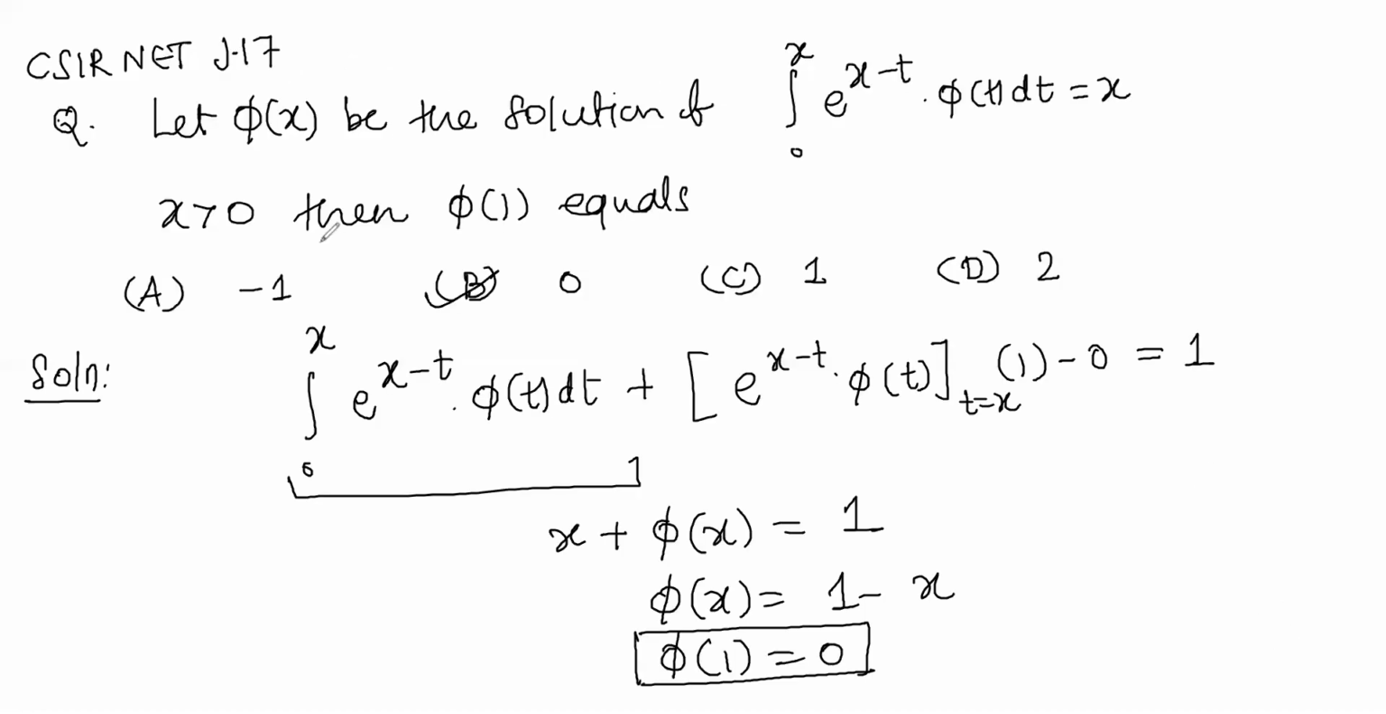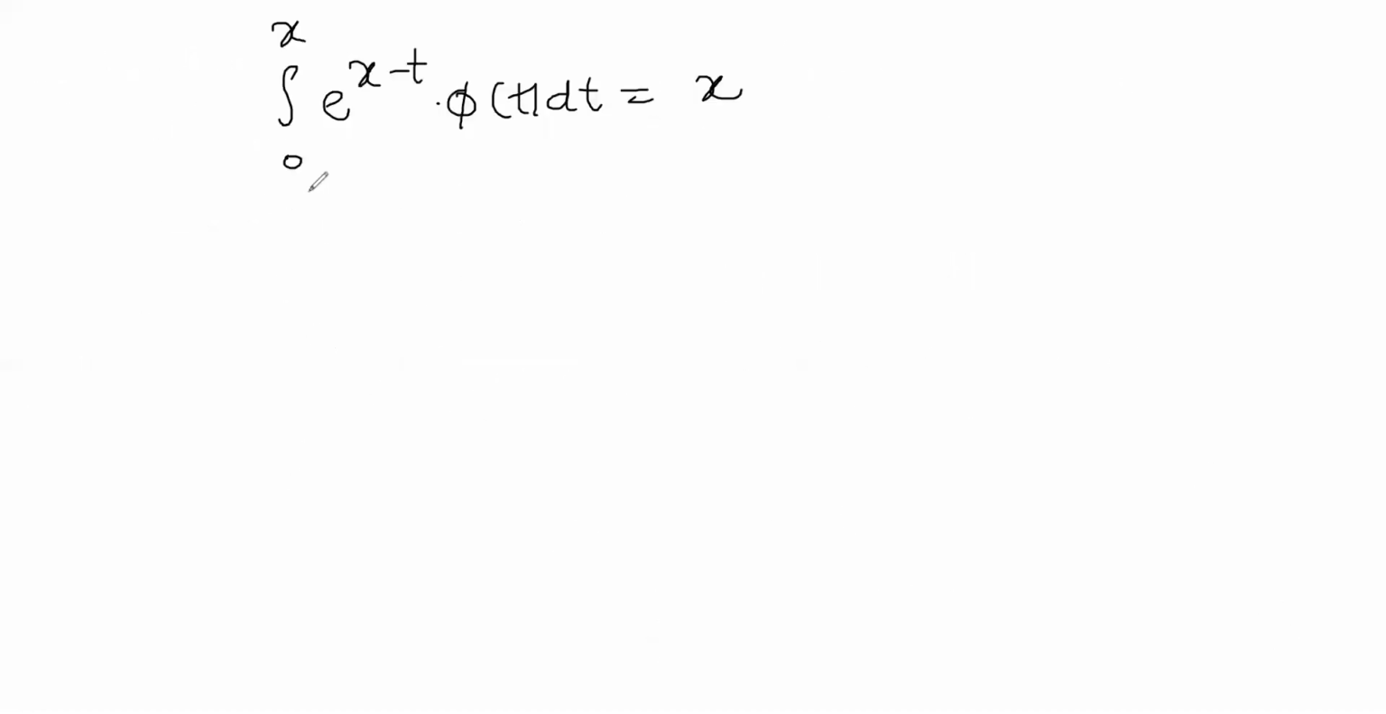Integral 0 to x e power x minus t into phi of t dt will be equal to x. All right. I think this was the same problem. Yeah, right. So let's go. Take the Laplace transform. So you get here L of just e power x, into, I'm writing here phi bar. It will be equal to Laplace transform of x. Last time we had seen it was just 1 upon s square.